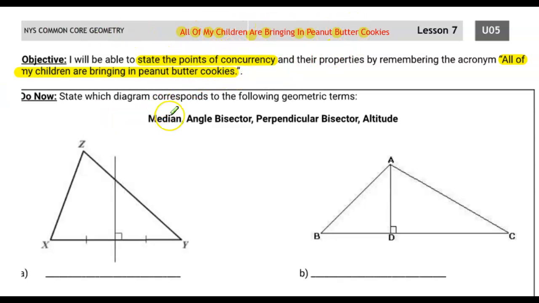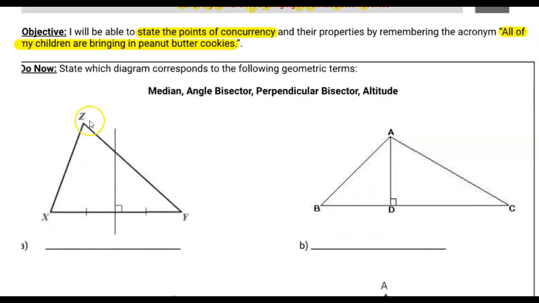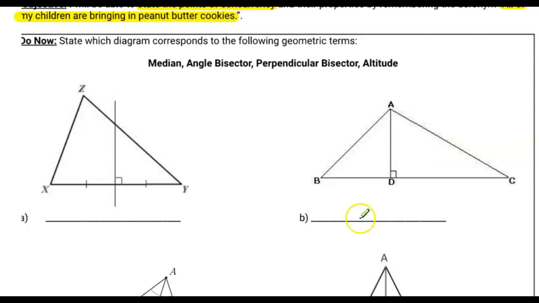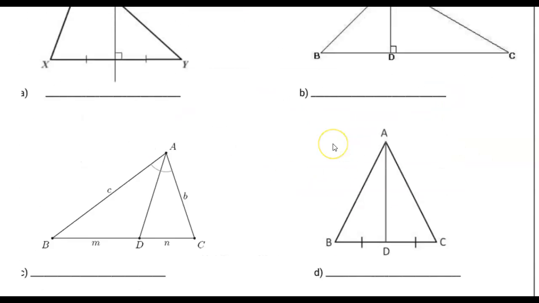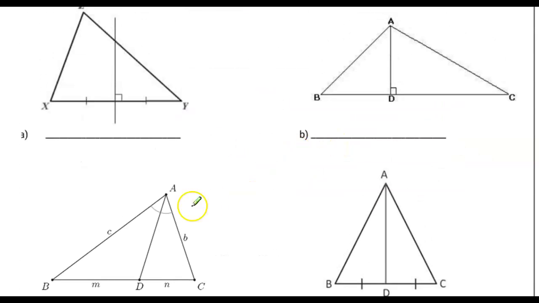All right, in the do now it says to state which diagram corresponds to the following geometric terms. We learned all of these geometric terms. They're in your notes and they're in the previous videos. So pause the video, try this one out. The do now has 1, 2, 3, 4 different triangles in it. Try this out and see which ones correspond to which lines that we talked about before.